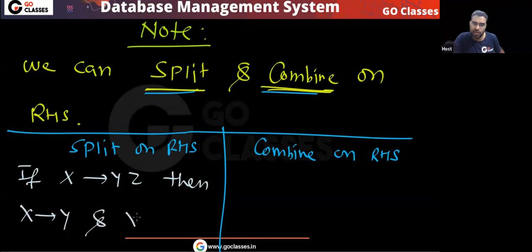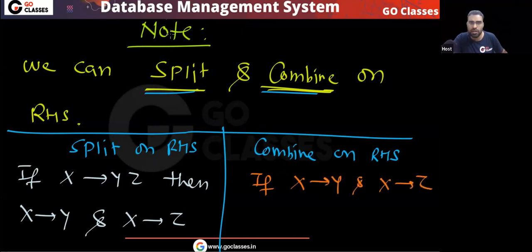Then x determines y and x determines z. You can split on RHS. And what does this mean? You can combine on RHS. That means that if x determines y and x determines z, you can combine the RHS. Okay, x determines y, x determines z. You can combine the RHS, x determines yz. So you can split and you can combine on the RHS. Very simple point.